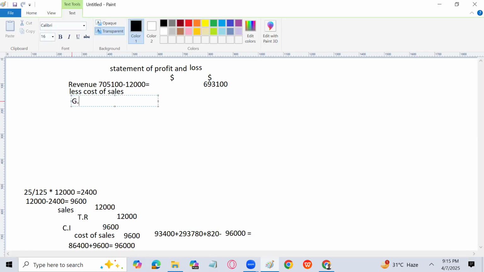You will get the gross profit. Then I have to subtract, less distribution cost, and then less admin cost. Can you tell me the answer? So we'll get the profit from operations.